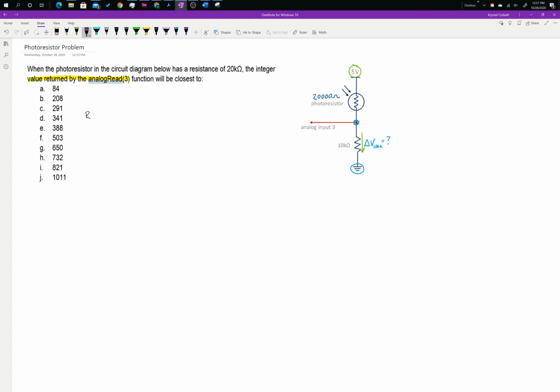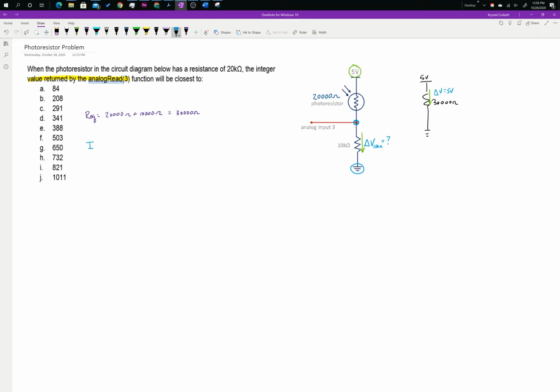Finding the equivalent resistance is simple because they are in series and we just add them together. So 20,000 ohms plus 10,000 ohms gives us 30,000 ohms. If I redraw that circuit, it will look like this. And remember, the voltage drop across that 30,000 ohm resistor has to be 5 volts because the rises have to balance the drops. Now we can find the current that passes through that 30,000 ohm equivalent resistance, which will be the same as the current that passes through the 20,000 ohm photoresistor and the 10,000 ohm resistor.